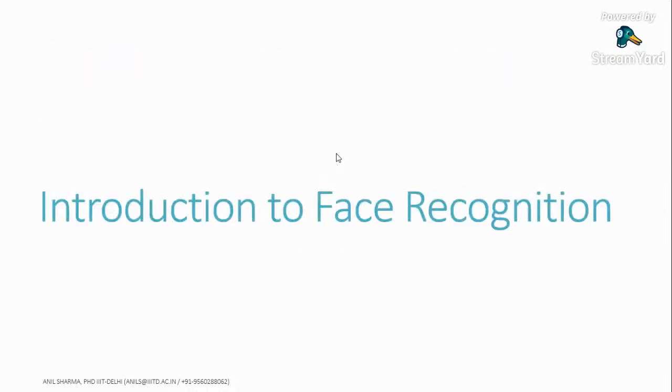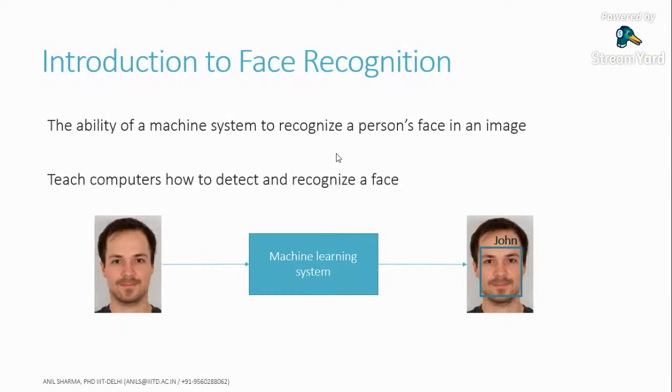Okay, so this was a small introduction to machine learning systems. Now we will see an introduction to face recognition, and then we will see some code examples. Face recognition is the ability of a machine system to recognize a person's face in an image. That means we are teaching computers how to detect and recognize a face. For example, in this image, we have a machine learning system. We are feeding this image as input to the system, and the machine learning system is outputting where the face is contained. That means it is doing face detection, and along with it, it is also identifying its identity. That means this face belongs to John.